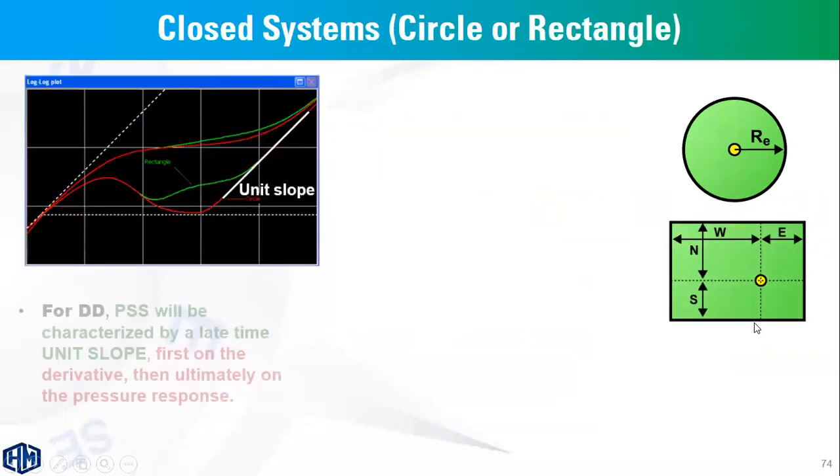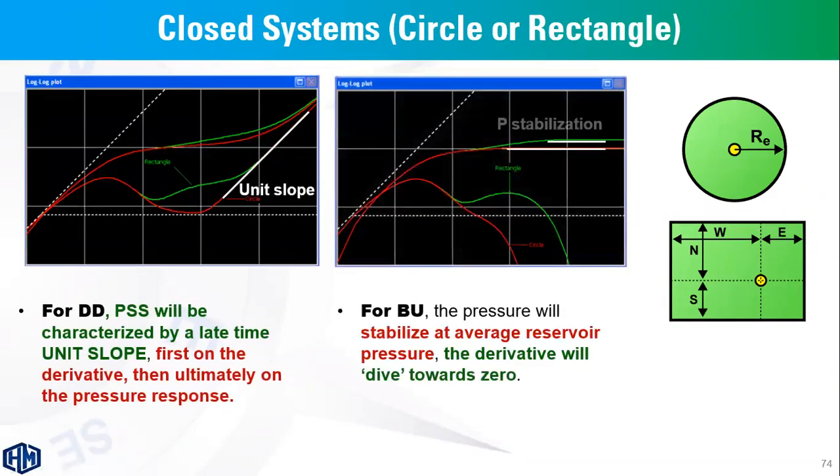So closed systems may be circle or rectangle. During drawdown, we have a unit slope straight line because we have pseudo steady state flow, while for build-up, the pressure derivative will go down like this, and the pressure difference, as you can see, will be stabilized at the average reservoir pressure.